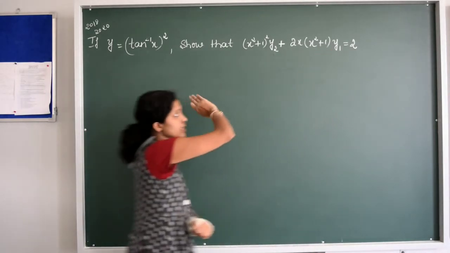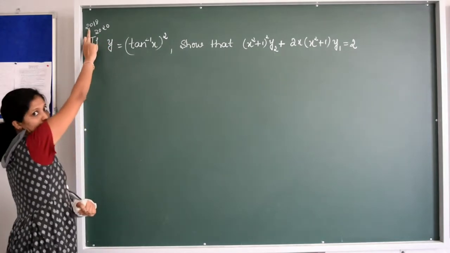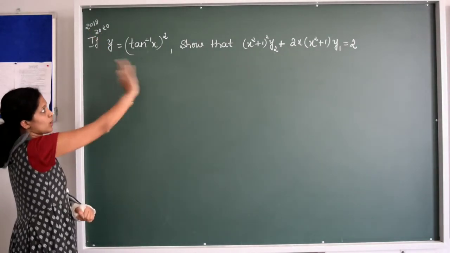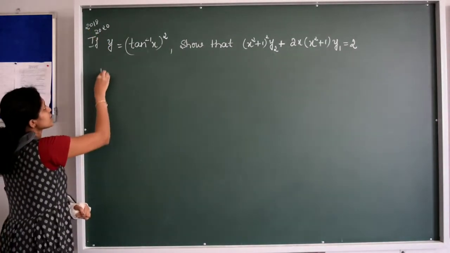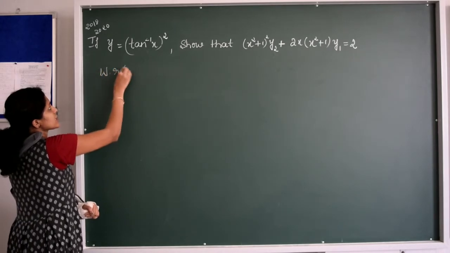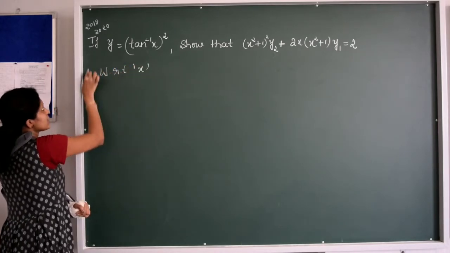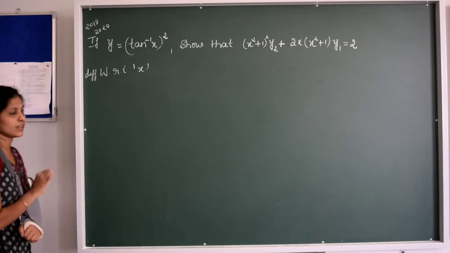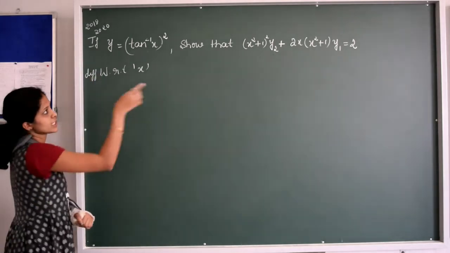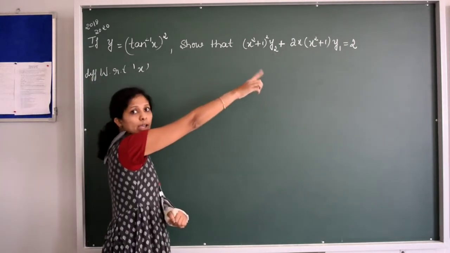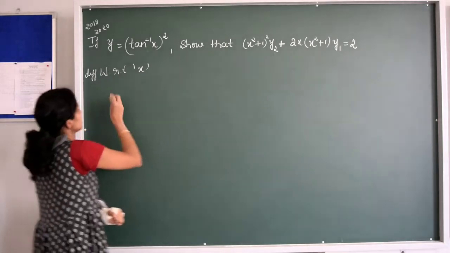You have to prove this. This was asked in 2018 as well as this year, 2020. Okay, now we differentiate this one. Differentiating the function with respect to x. You have to write "differentiating the function with respect to x." Okay. Derivative of y with respect to x. Here it is in the form of y1 and y2, so we use the same notation.